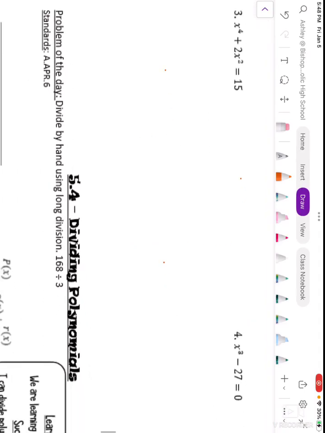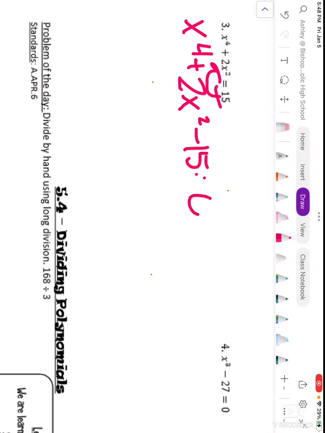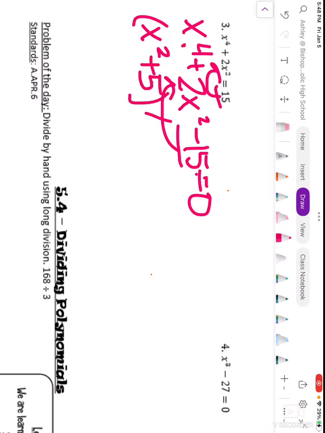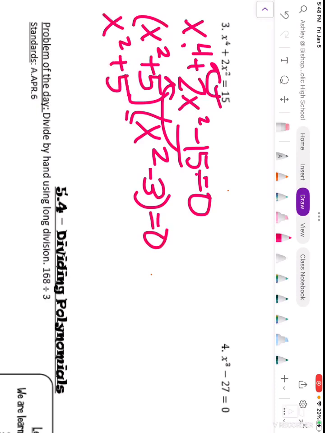3, same type of thing. We're going to set it equal to 0 before we factor it. Bring the 15 over. X to the 4th plus 2x squared minus 15 equals 0. Factors of -15 then that add to 2 are positive 5 and -3. This is x to the 4th, so we'll use x squared instead of just x. So x squared plus 5, x squared minus 3, and then we're going to set each of those equal to 0 and solve.